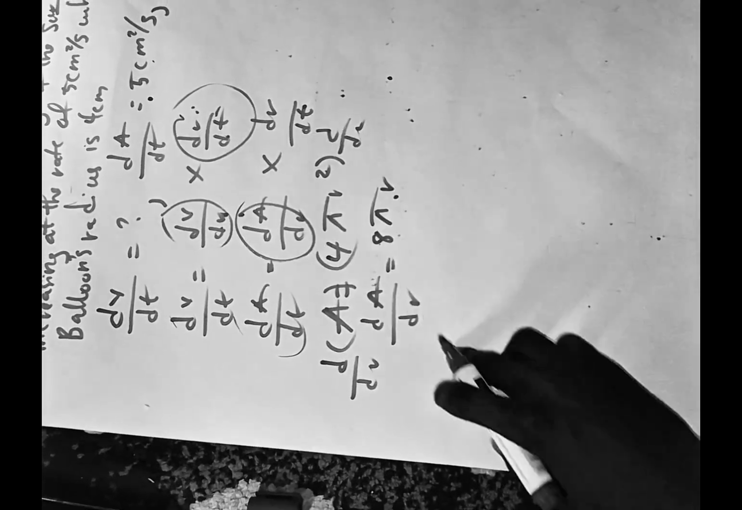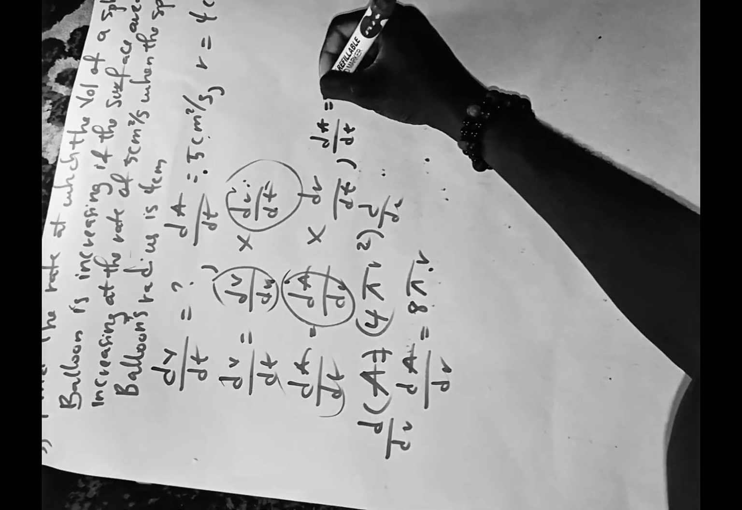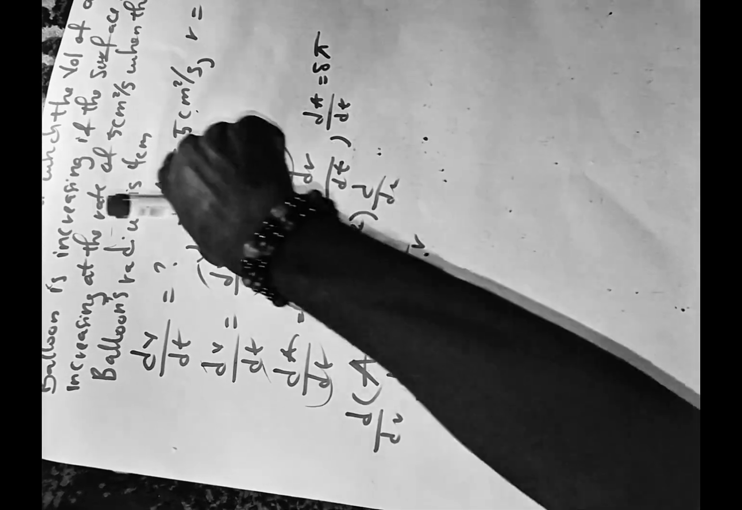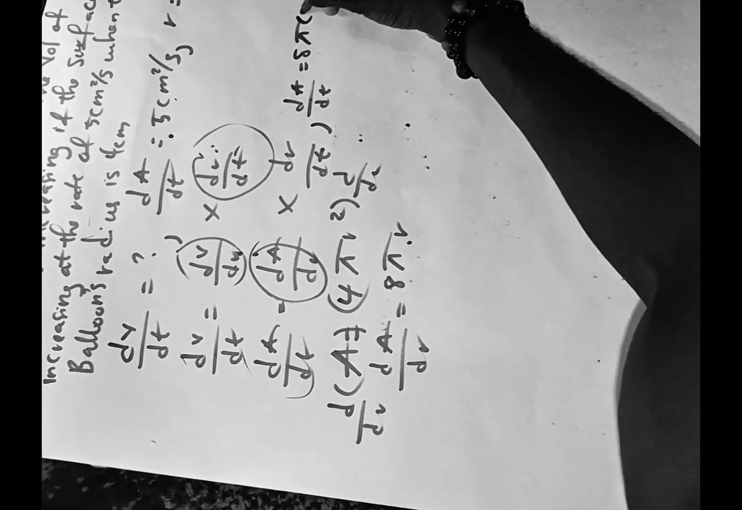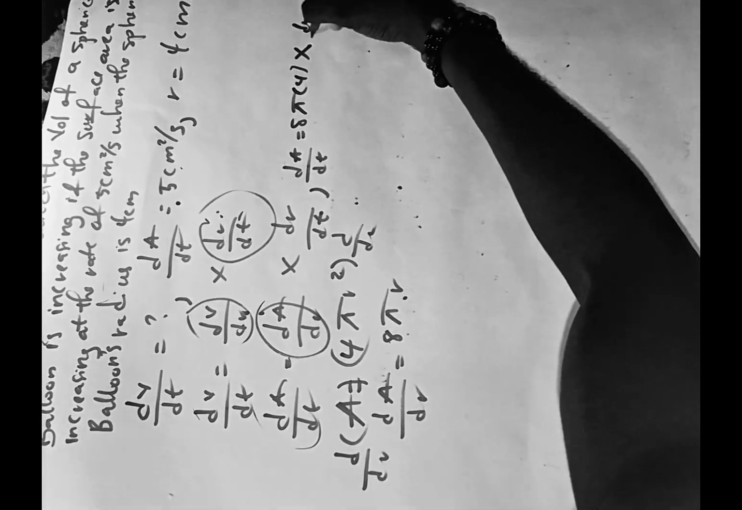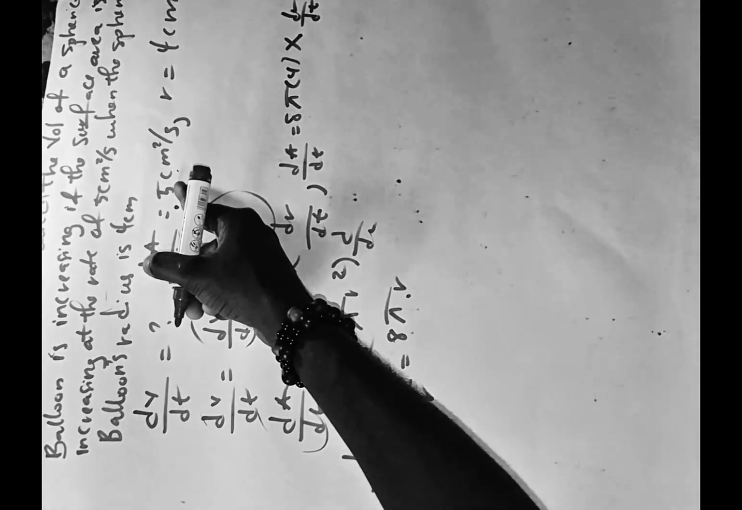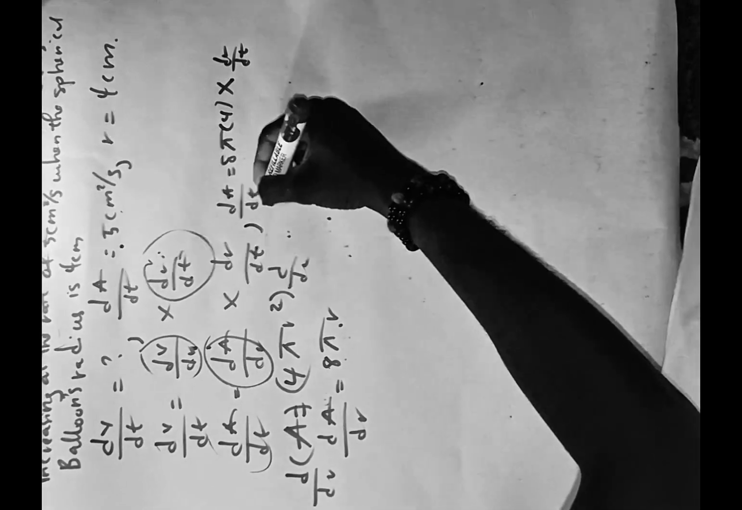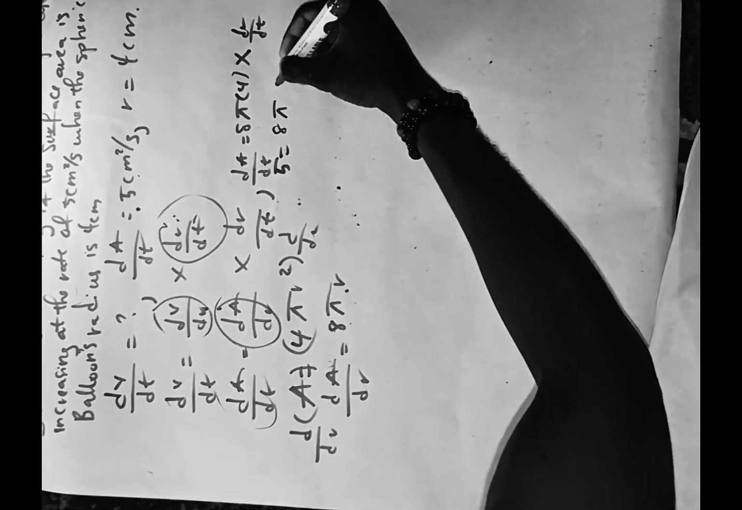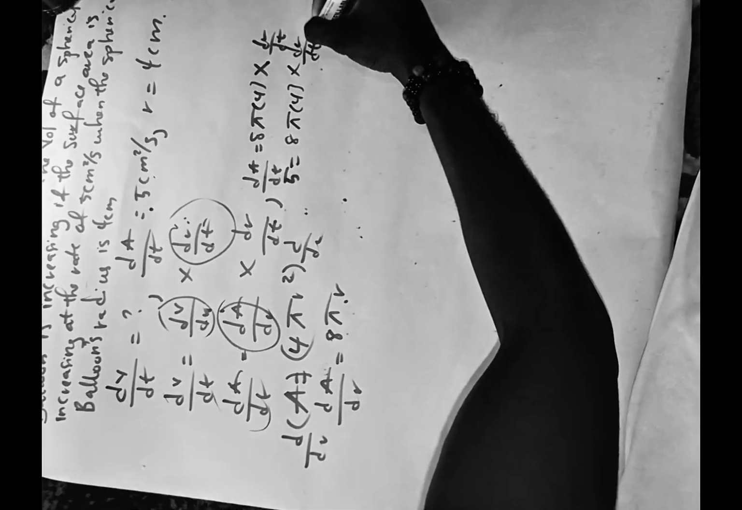So let's plug this back here. Now our dA by dt is equal to dA by dr, which is 8 pi r. But remember, I said our r is 4, so we can just plug in our 4, then multiplied by dr by dt. We don't know what that is. Also remember that our dA by dt is 5 centimeters squared per second, so we can just use 5. Let's ignore the unit for now. So we have 5 is equal to 8 pi times 4 times dr by dt.